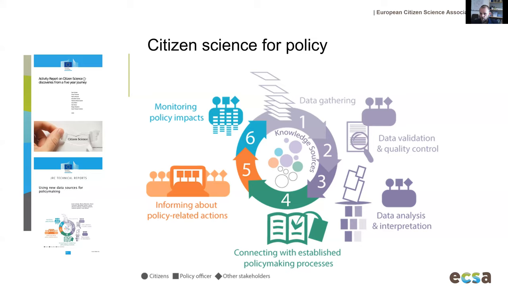And what we are pretty much looking for is to connect this information to existing policymaking processes, to then, of course, also take informed decisions based on this knowledge, including citizen science contributions. And after decisions have been taken, to monitor the impact of the political decisions, which then again leads us to data gathering. So you really see that this is a cyclic value chain of integrating citizen science in policy.